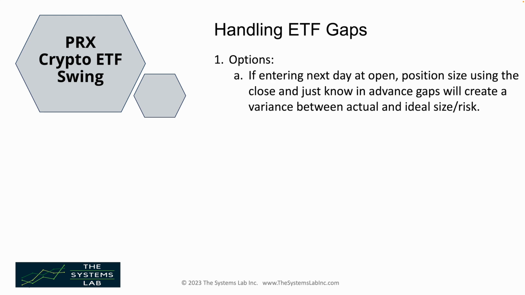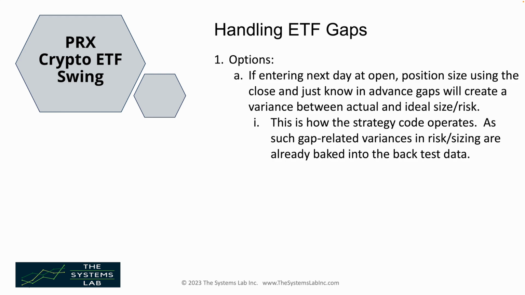So first option, if you are entering next day at open, just position size using the close and know in advance that gaps will create a variance between actual and ideal risk size. And that's actually how the strategy code operates for the PRX strategy on TradingView. So those gap-related variances in risk and size are already baked into the backtest data. So if you have those variances in your paper trade, your prototype, your production data, no worries because it's already baked into the backtest, and in that way, your numbers should be in alignment.